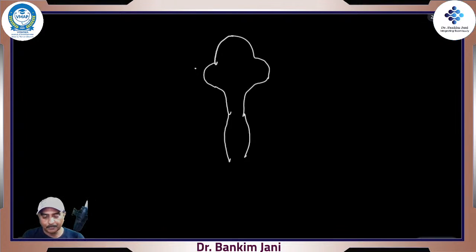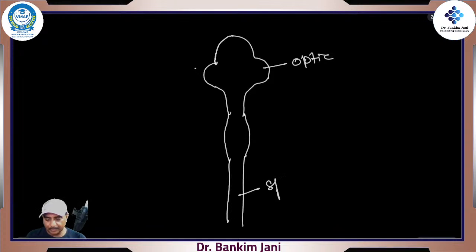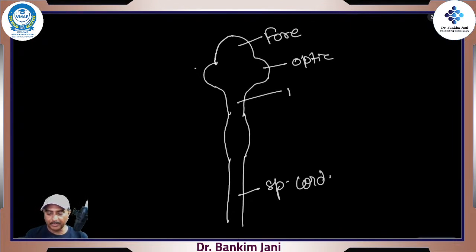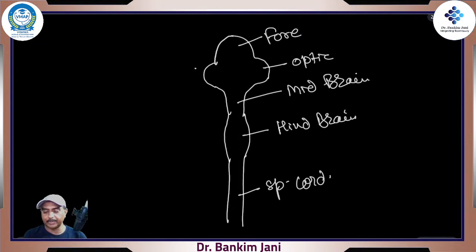So this was what? Optic, right? And the forebrain, then there is the midbrain and the hindbrain. And from there, it will go down in the form of the spinal cord. So we have forebrain, we have got midbrain, and we have got hindbrain, right? Clear? So this is what we are watching in the form of a frontal section.